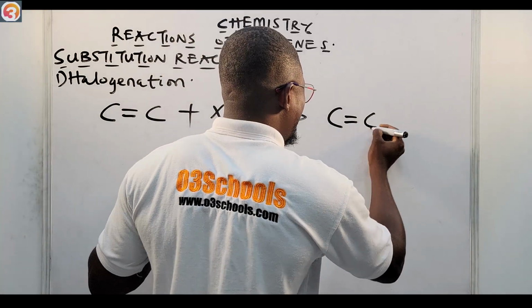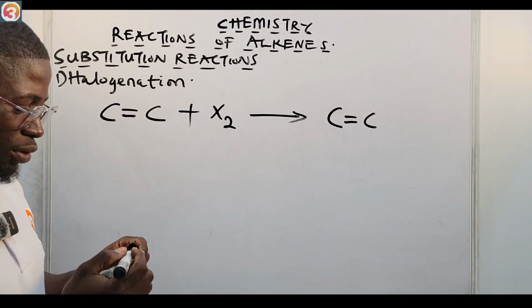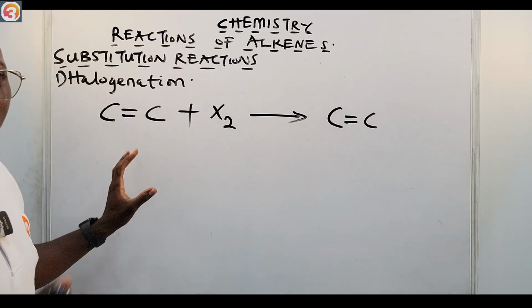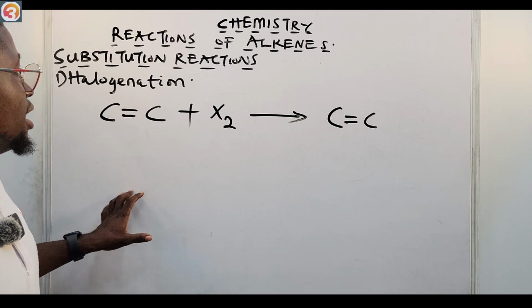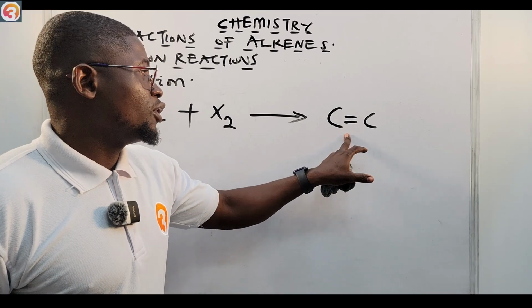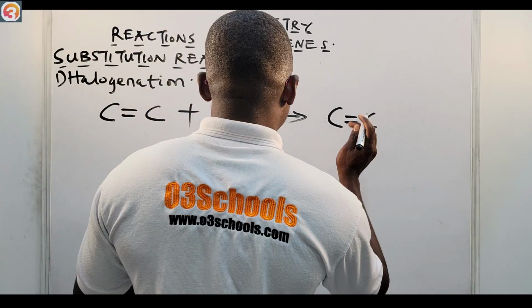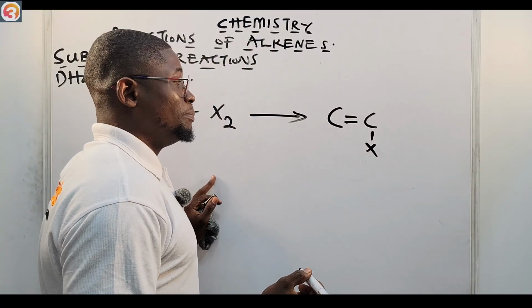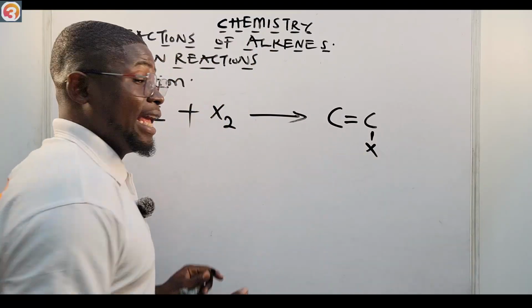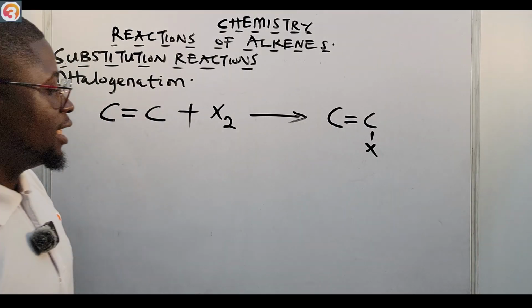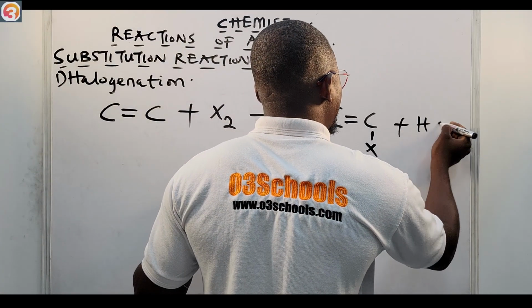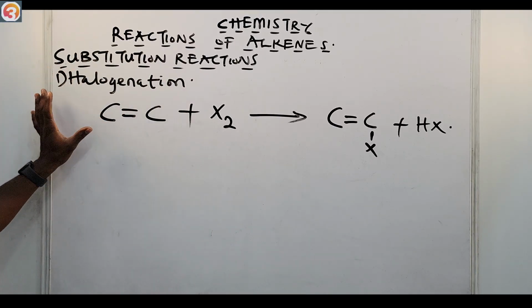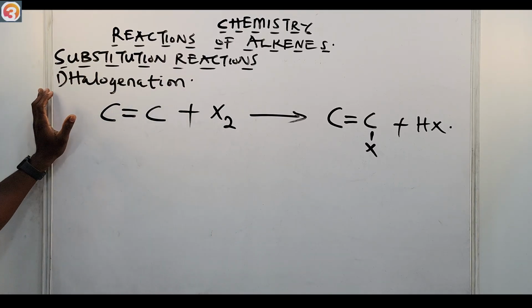So I'm going to have C bonded to C. The bond is not broken. That is very vital. It's very important that you know the bond here does not break. So I'm going to have C bonded to C, then one of the hydrogen atoms was replaced by a halogen. And then of course we are going to have hydrogen halide. It's as simple as ABC. So this is halogenation, the substitution reaction of alkenes.